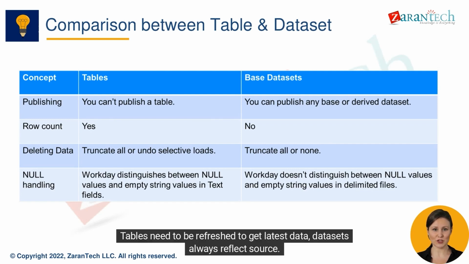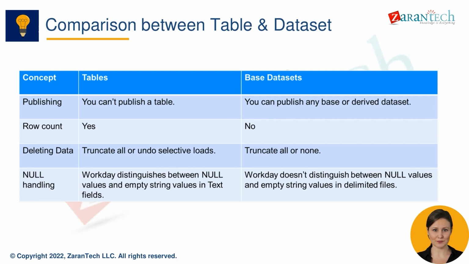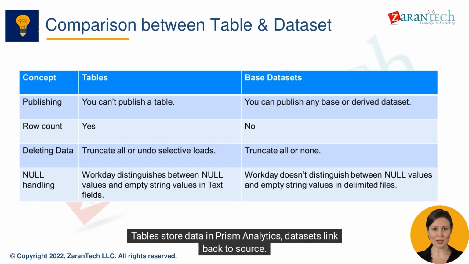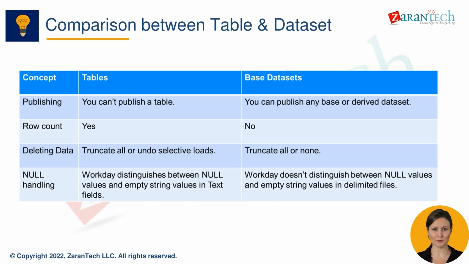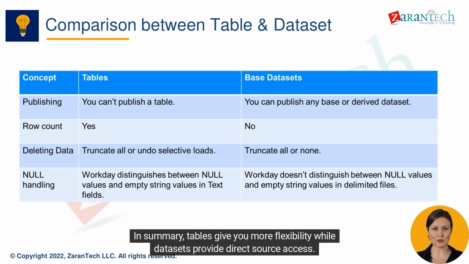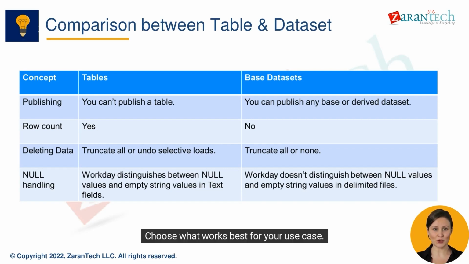Tables need to be refreshed to get the latest data. Datasets always reflect source. Tables store data in Prism Analytics. Datasets link back to source. Tables can be mutated: add, update, delete rows. Datasets are immutable. In summary, tables give you more flexibility, while datasets provide direct source access. Choose what works best for your use case.